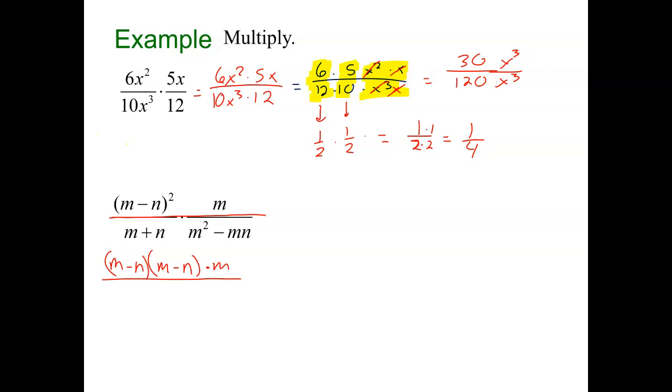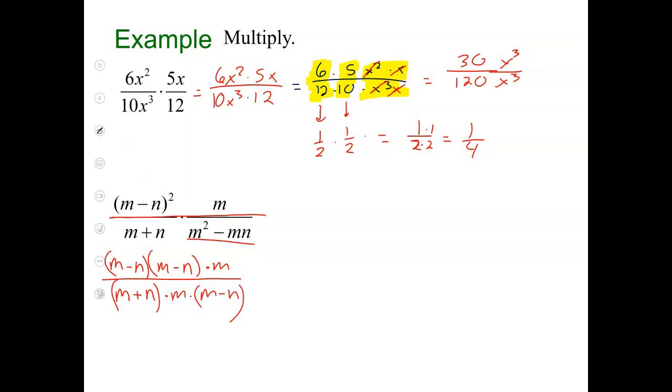So my denominator is m plus n. That's already factored. Can't do anything else. What about m squared minus mn? It's the same thing. So what do I have to do to factor it? Factor out the common factor, m. Then I'm left with m minus n. And so now I have this completely factored and I can look for what's in common.